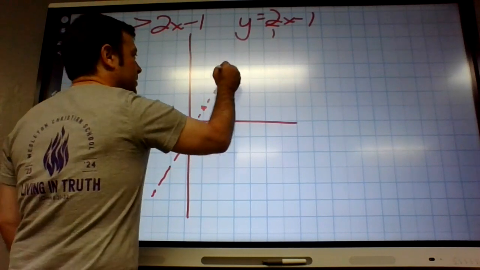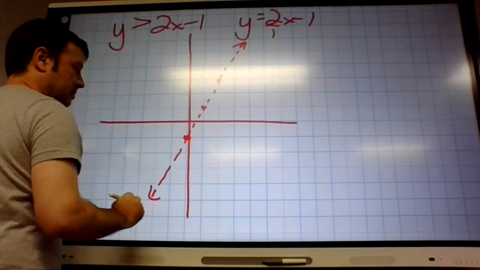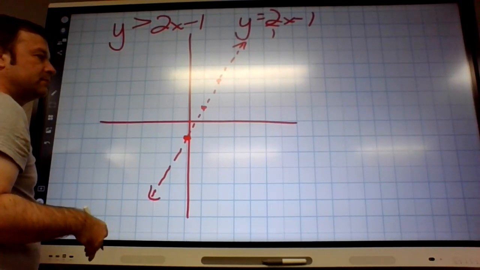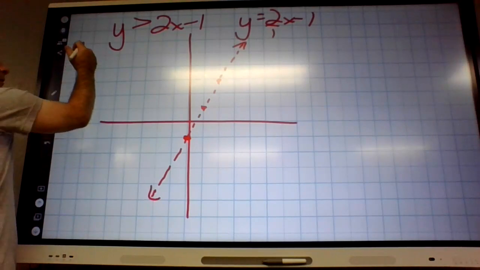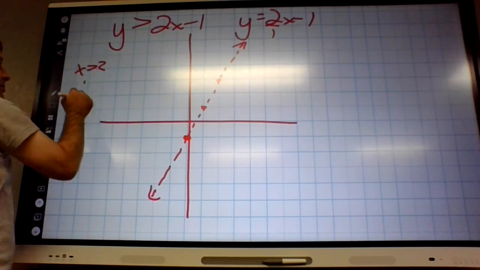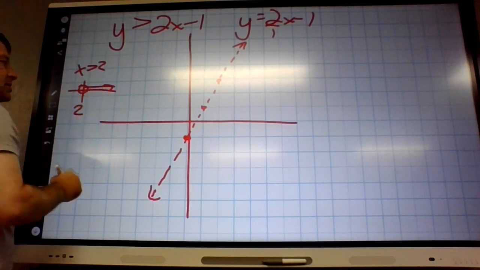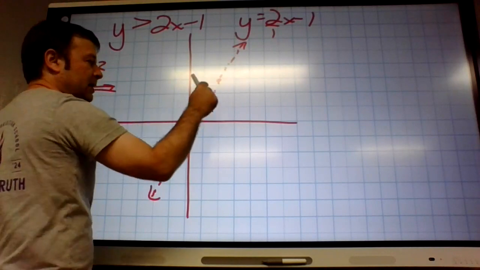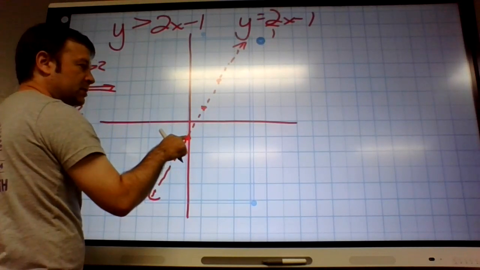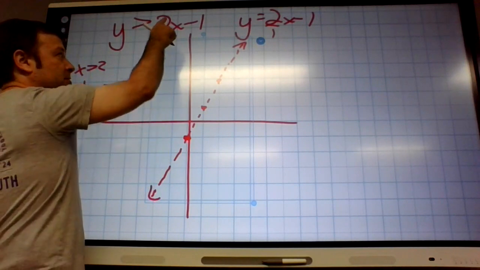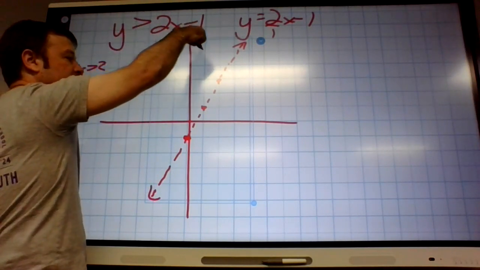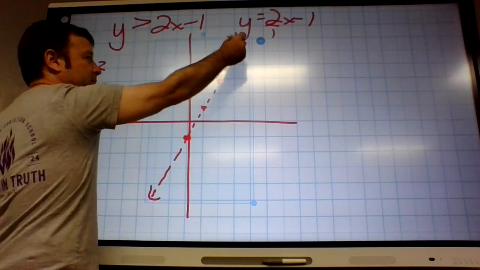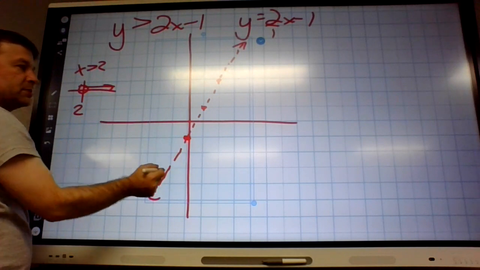Here's a harder question. Does anybody know why it's dashed? Because it doesn't have the equal. I know, but why is that? It's kind of like when we graph x is greater than 2 and we put a 2 there with an open circle. The open circle means 2 is not included. Any point on this line, like 1, 1 or 0, negative 1, is not a part of the solution. It wouldn't work as a solution for this.